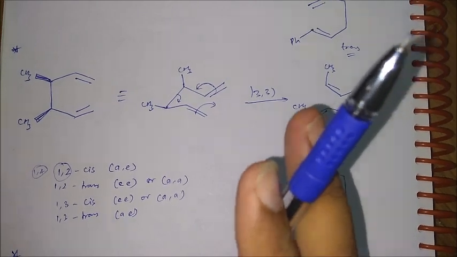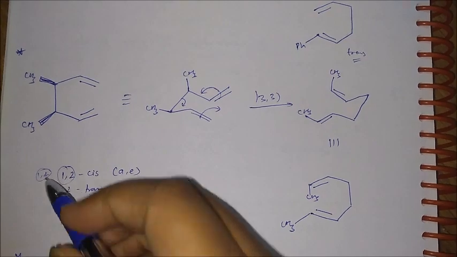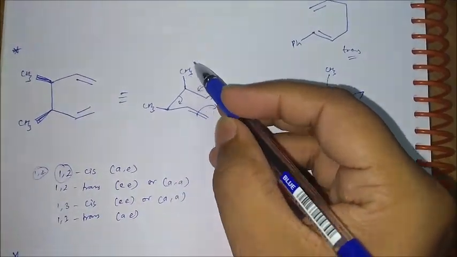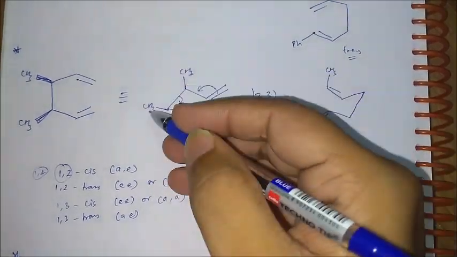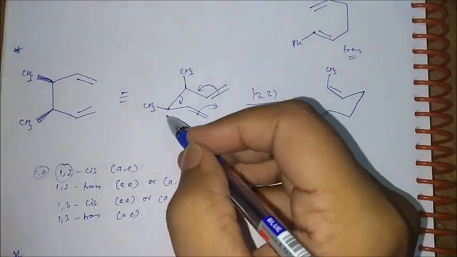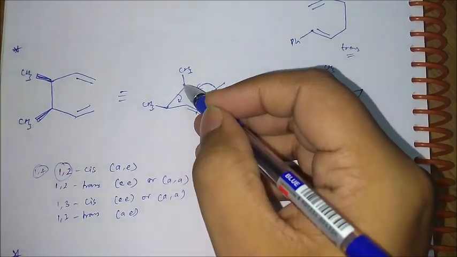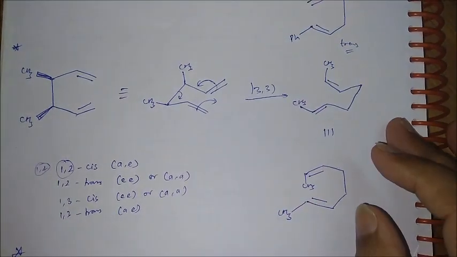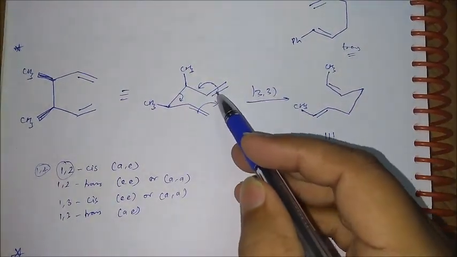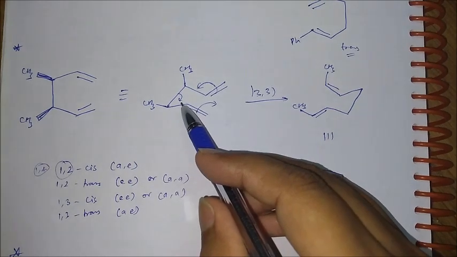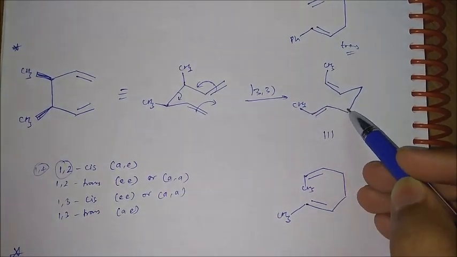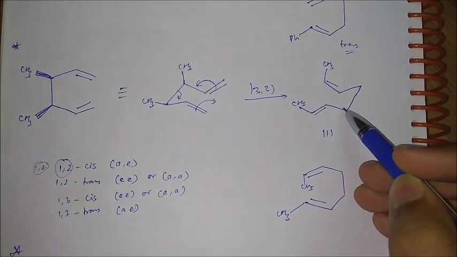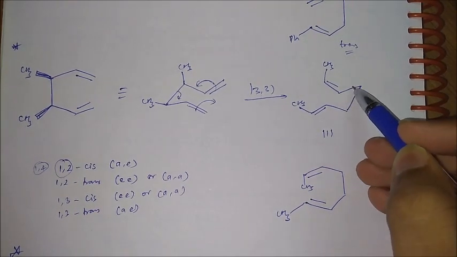Okay, so all right, here we have a 1,2 cis compound. So I have to make one group at the axial position and the other at the equatorial position. You can make it either way. You can take it at the axial position or make it at the equatorial position. It's up to you. Now just do the 3,3 sigmatropic rearrangement, and the bonds will shift. And you will get a double bond over here. And if you can see, this CH3 group comes out to be trans, whereas this CH3 group comes out to be cis to this bond.